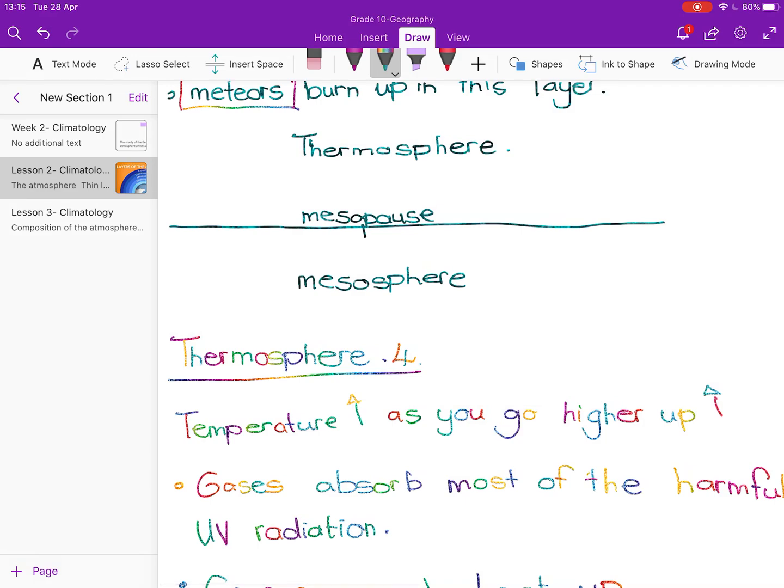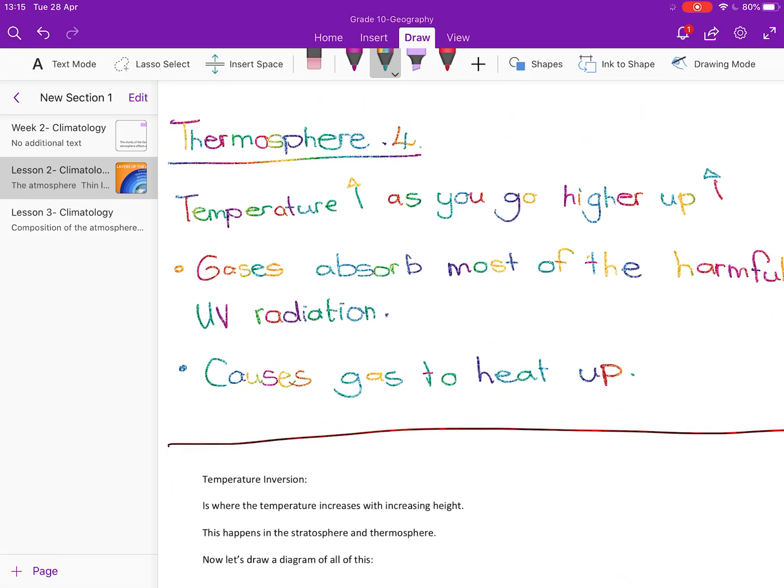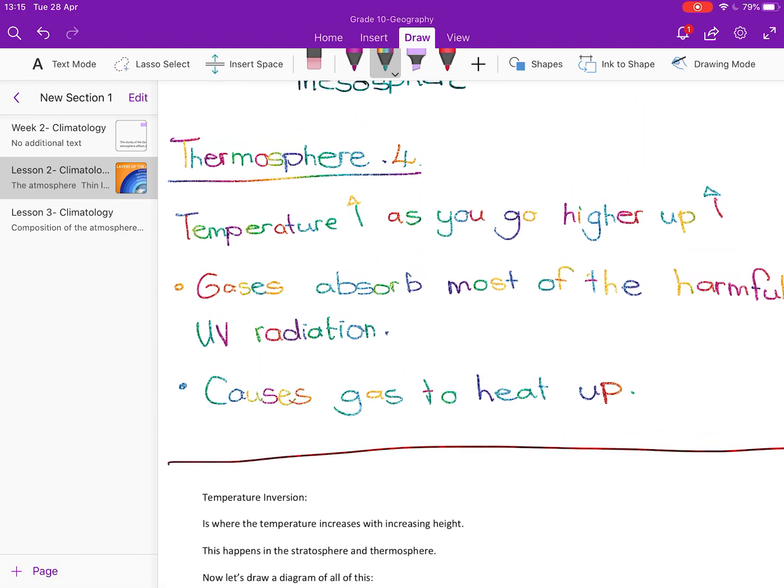So the mesosphere helps protect the earth from meteors. And then again the same thing: what separates the mesosphere and the thermosphere, which is the next layer, is something called the mesopause. Then the thermosphere, which is our fourth layer from the Earth's surface, and the one that comes next would be the exosphere. But let's just have a look at this thermosphere.